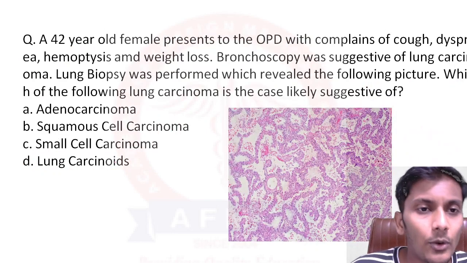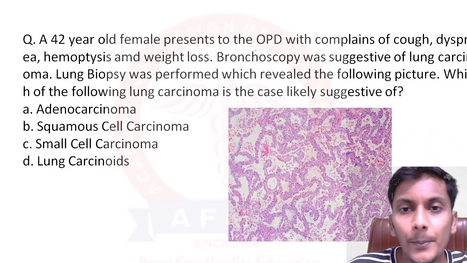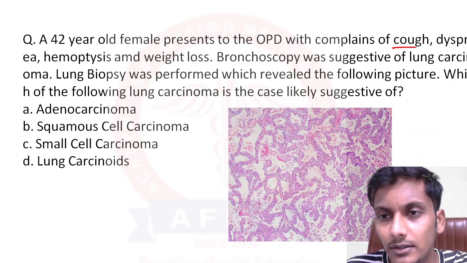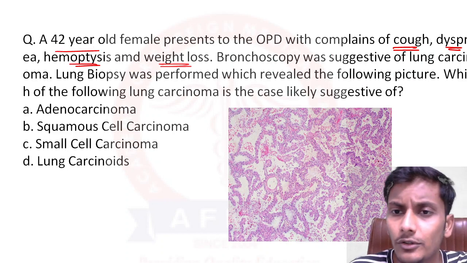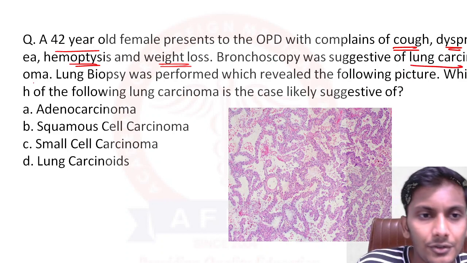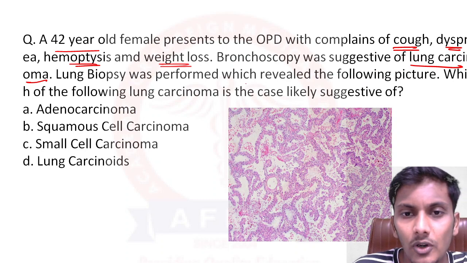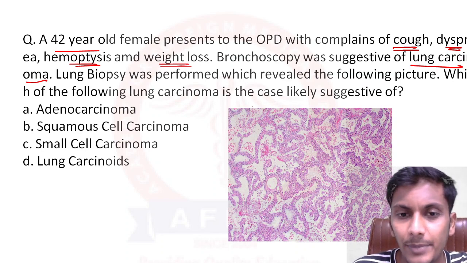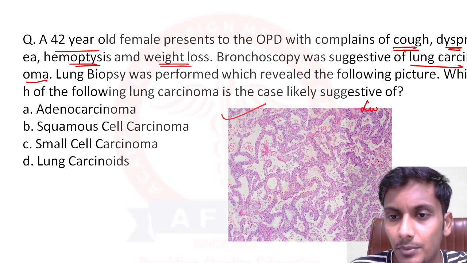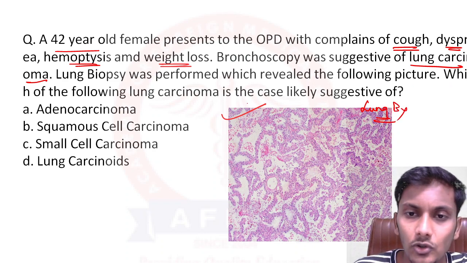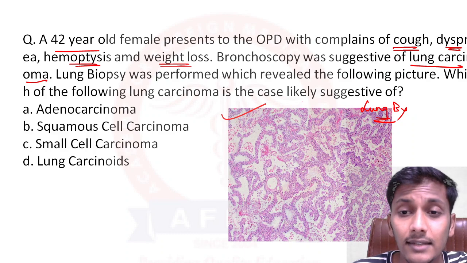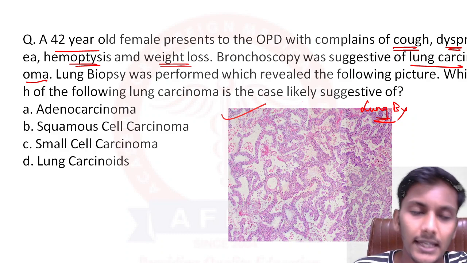Okay, now a 42-year-old female presents to the OPD with complaints of cough, dyspnea, hemoptysis, and weight loss. Bronchoscopy was suggestive of lung carcinoma. Lung biopsy was performed, which revealed the following picture. So this is a picture of your lung biopsy. Okay, histopathological examination. Which of the following lung carcinoma is the case likely suggestive of? So what is this case likely suggestive of?